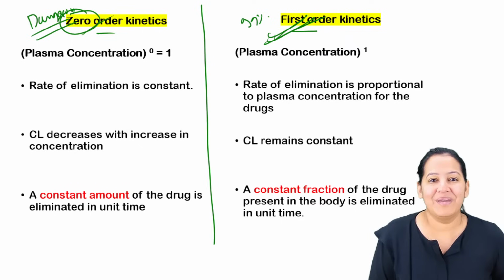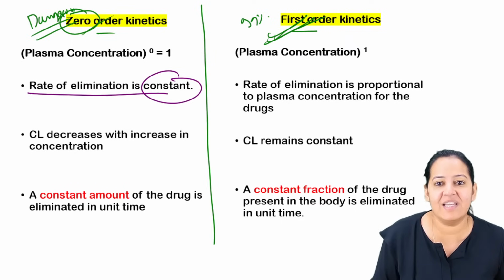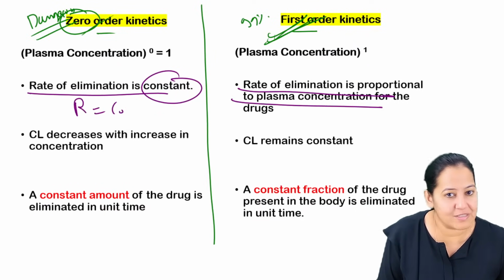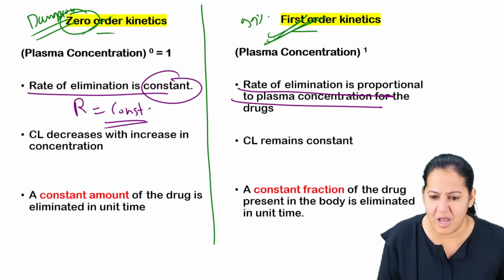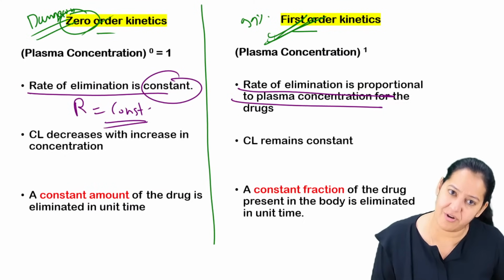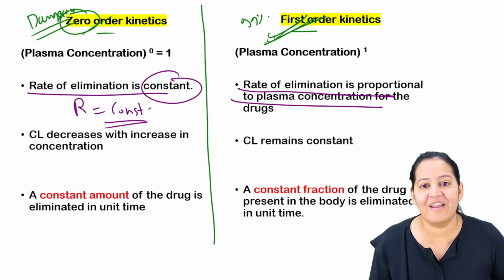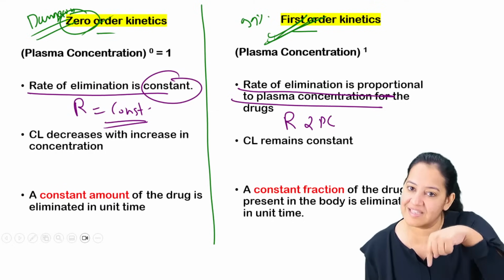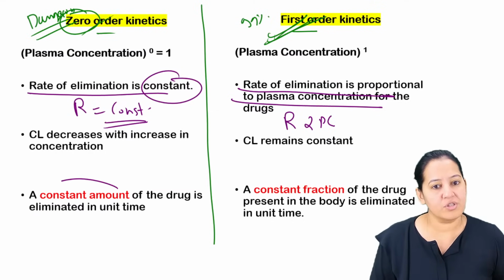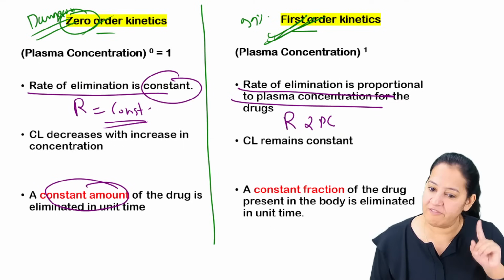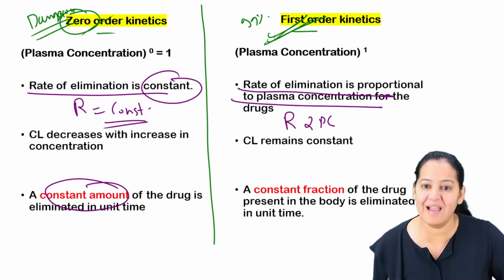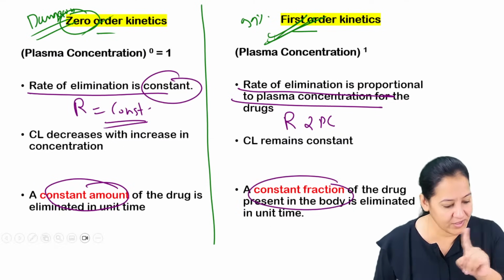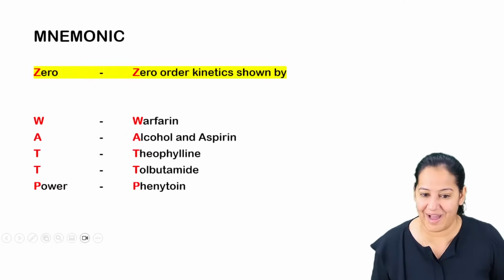Here in zero order, the rate of elimination is constant. In first order, the rate of elimination is directly proportional to plasma concentration. In zero order, it doesn't depend on plasma concentration. Plasma concentration 1, 10, 100, 1000, and the kidney is saturated. In first order, if the concentration is more, the rate of elimination is more; if it is less, the rate of elimination is less. Here, a constant amount of drug is excreted by the kidney, always 1. Remember the example? There, a constant fraction is excreted, always 1/10. So here constant amount, there constant fraction. I'm trying hard to explain it to you. I hope you got it.